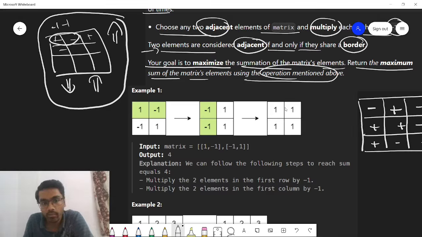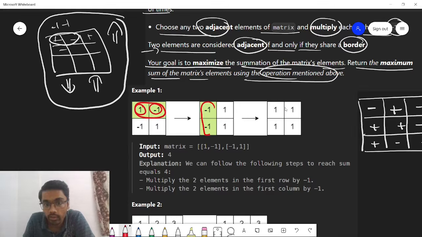So let us understand with the help of the first example how we can solve this problem, or what observations we can derive from this example. So this is example 1. First they are taking these two elements and multiplying by -1. So this will become -1, this will become +1.